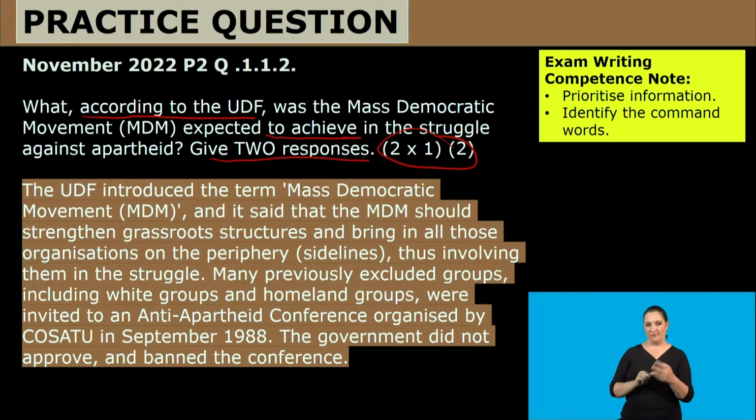So the source reads, the UDF introduced the term Mass Democratic Movement, or MDM, and it said that MDM should strengthen grassroots structures and bring all those organizations on the periphery or the sidelines, thus involving them in the struggle. Many previously excluded groups, including white groups and homeland groups, were invited to an anti-apartheid conference organized by COSATU in September 1988. The government did not approve and banned the conference.